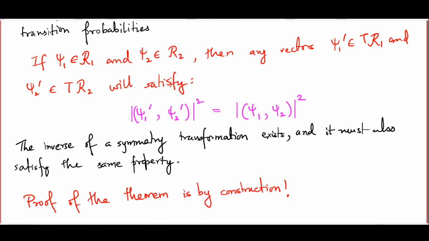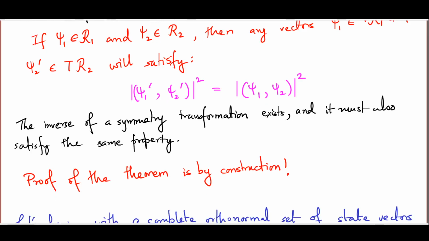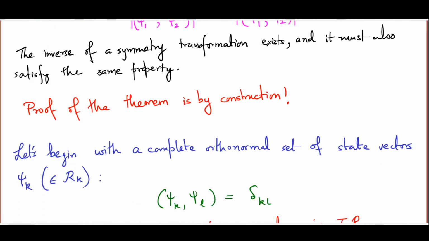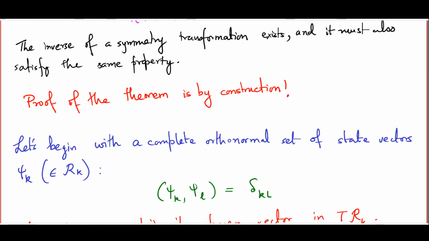So, basically the proof of our theorem is by construction. We are going to construct these operators. In order to do this, we will begin with a complete orthonormal set of state vectors, which we are calling psi k. Each psi k belongs to a ray Rk. And because they are a complete orthonormal set, we have this condition: the inner product of psi k and psi l is delta kl.